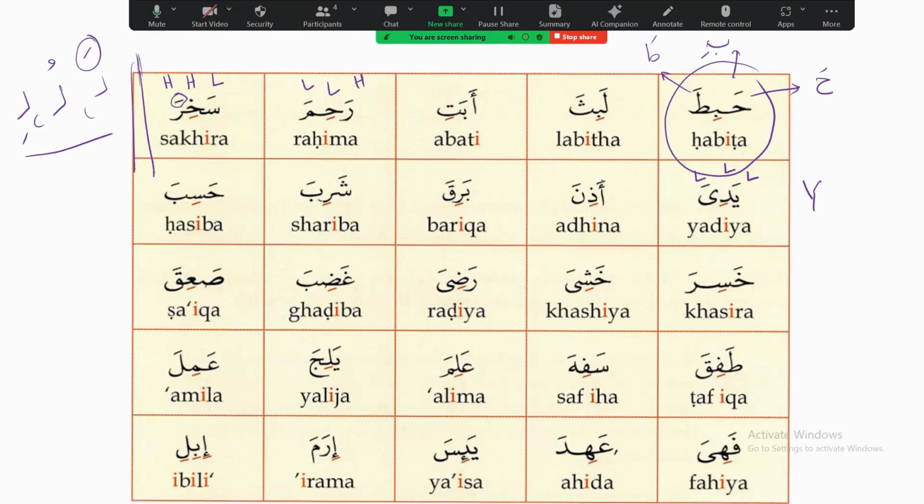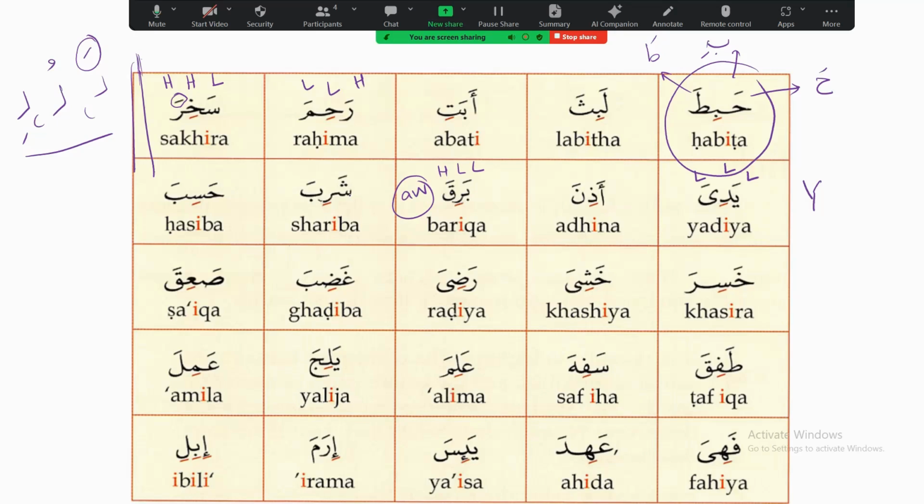Yadi ya, adina: hamza, dal, and noon. Adina. Then ba letter, ra letter, and qaf letter: light, light, and heavy. Bariqa. I'm not saying qa. I'm saying qa, with a heavy aw sound at the end. Bariqa.